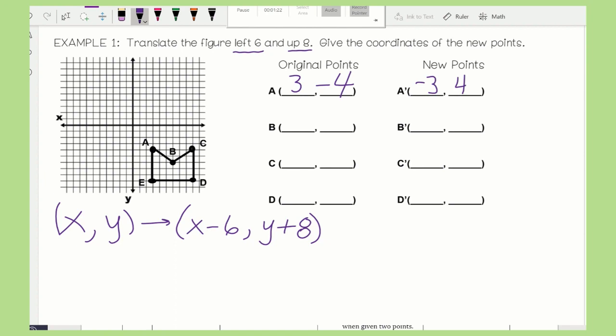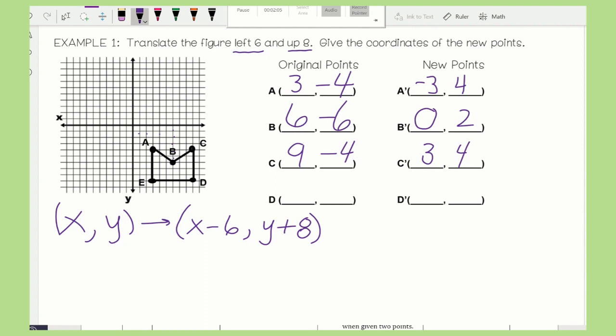So B is at 1, 2, 3, 4, 5, 6, negative 6. If I do 6 minus 6, I get 0. And if I do negative 6 plus 8, I get 2. So that's where my new B is. C is at 7, 8, 9, negative 4. If I do 9 minus 6, I get 3. And negative 4 plus 8 gives me 4.